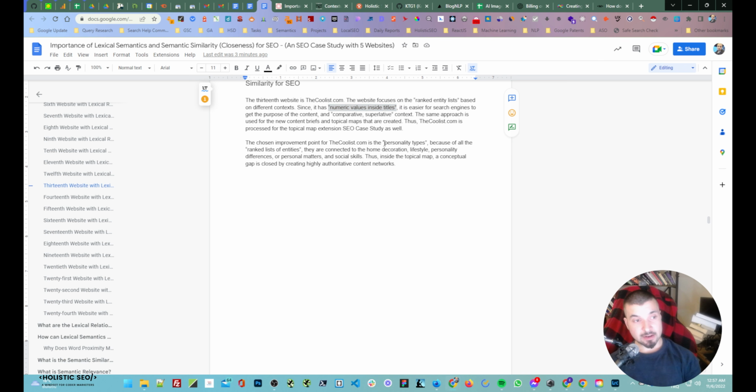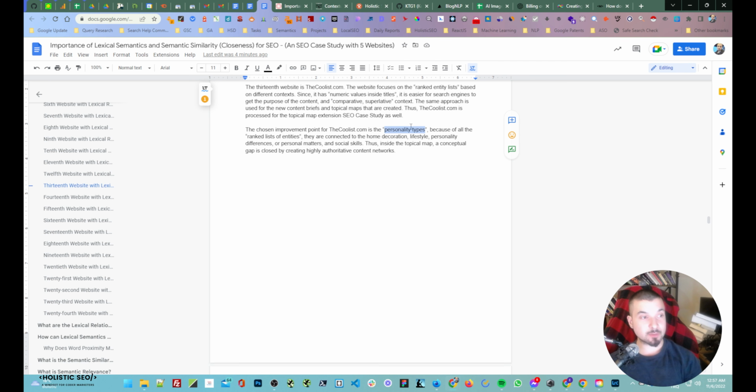And I expanded the existing topical map by creating another subsection, which is the personal types. You can tell me how you see the semantic similarity and relevance between all these listicles and the personal types, but that is another story. To see that, you will need to know many other concepts. But once you are able to see them, you will be able to expand the topical map, and both of the sections will start to rank much better.